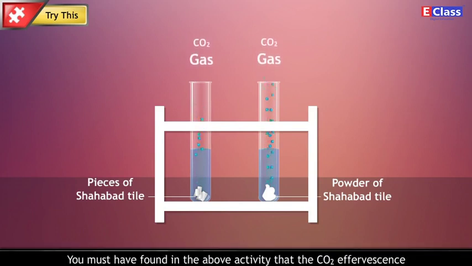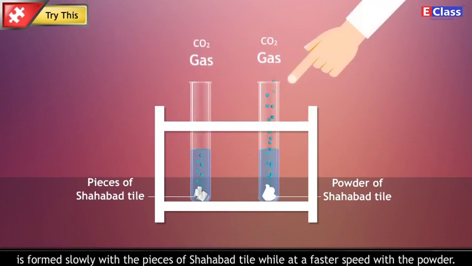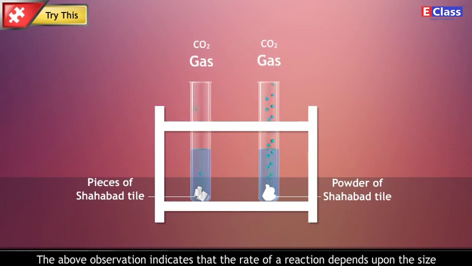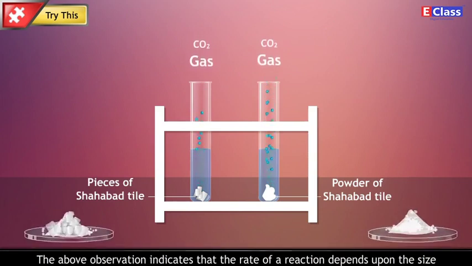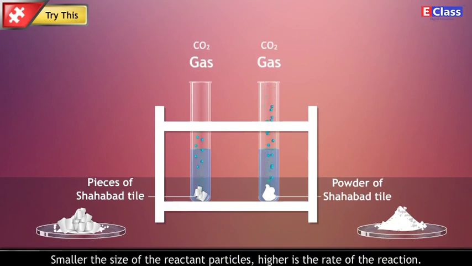You must have found in the above activity that the CO2 effervescence is formed slowly with the pieces of Shahabad tile, while at a faster speed with the powder. The above observation indicates that the rate of a reaction depends upon the size of the particles of the reactants taking part in the reaction. Smaller the size of the reactant particles, higher is the rate of the reaction.